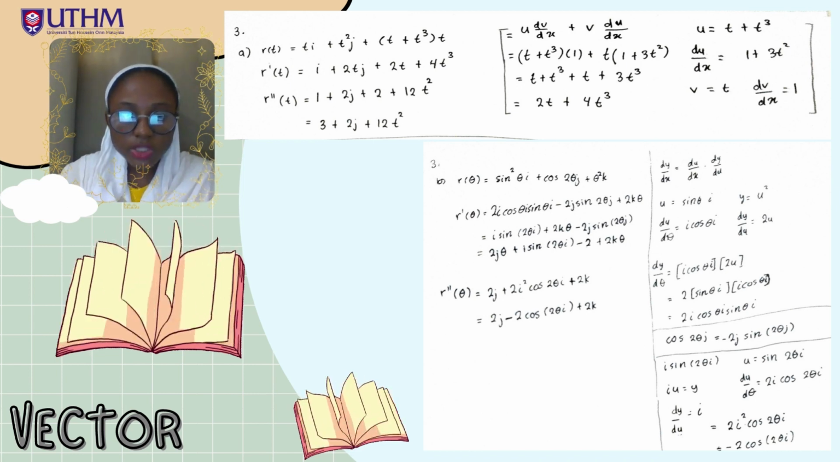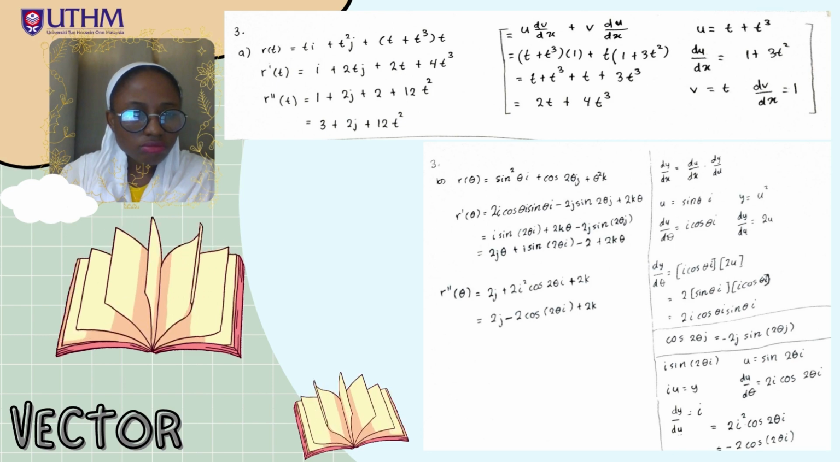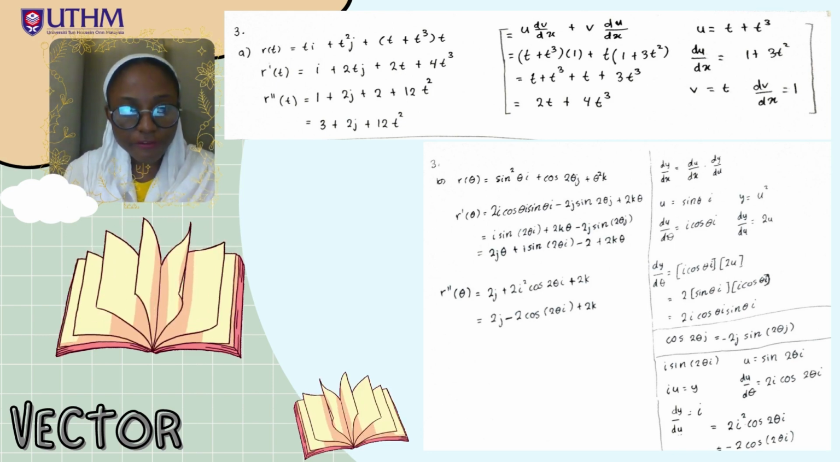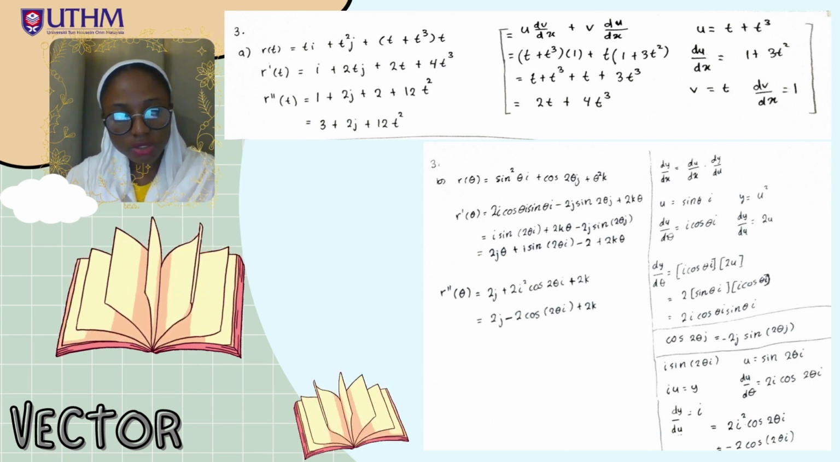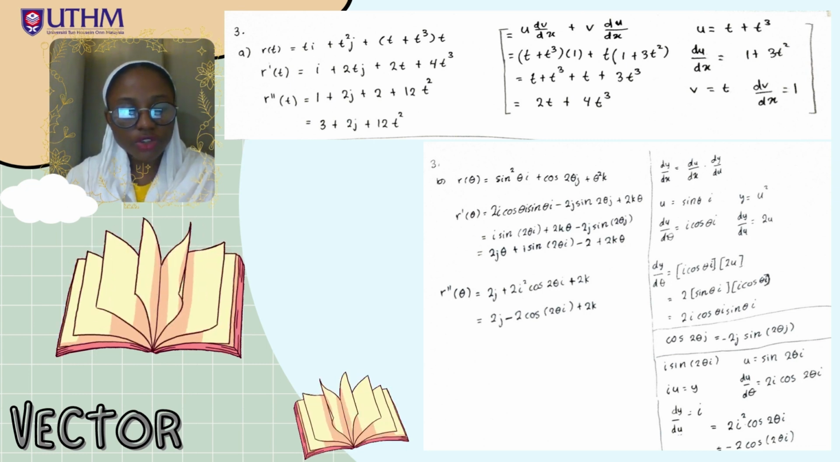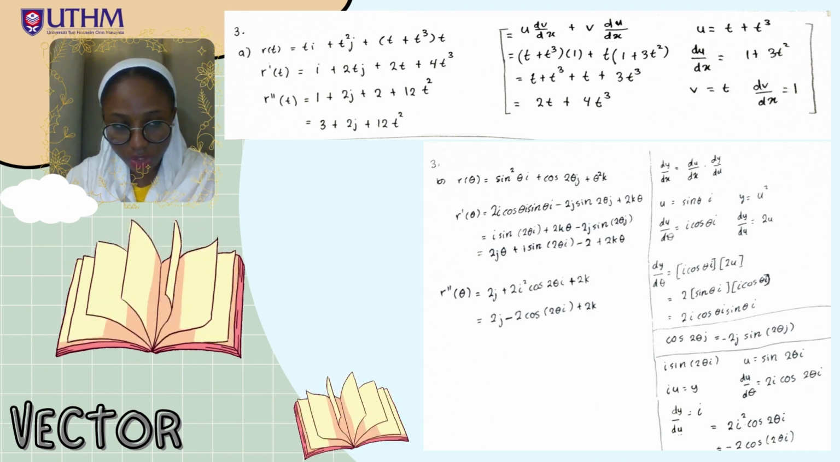This equation can then be simplified further into sine 2 theta i plus 2 theta k minus 2 sine 2 theta j, which can be rearranged, and 2 theta can be added.